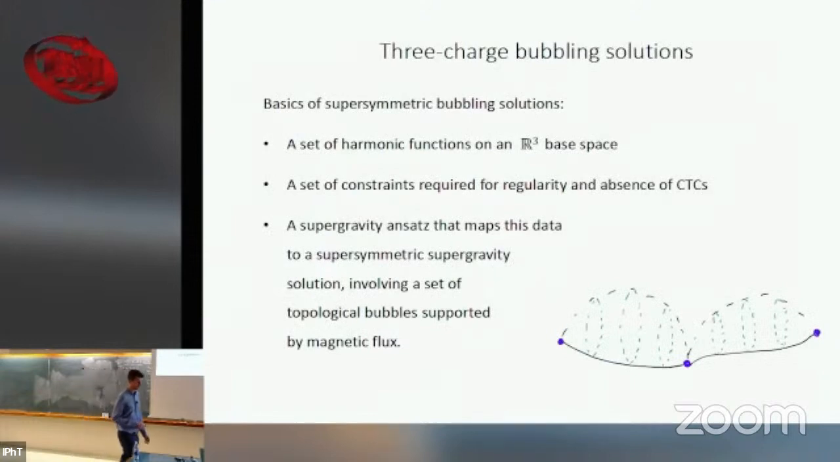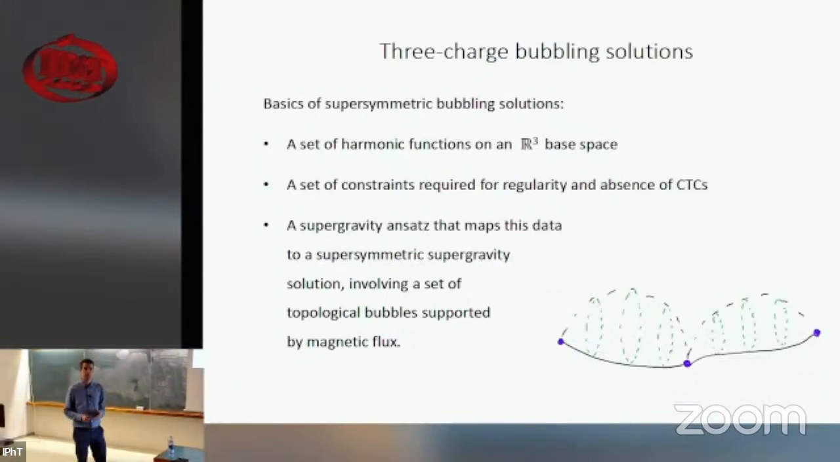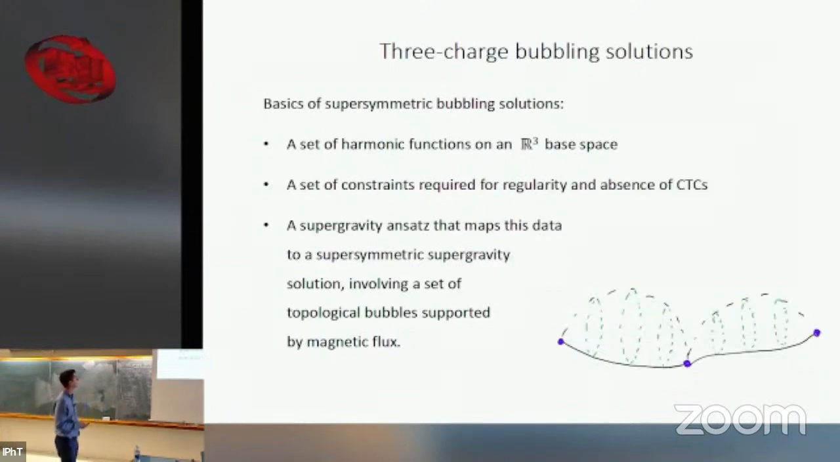Okay, so in terms of the basic nuts and bolts of the supersymmetric bubbling solutions, they arise from supergravity theories, and supersymmetry will be very important in what I'm doing. Everything I do will be supersymmetric. But the building blocks involve a set of harmonic functions on an R3 base space. There are a set of constraints which is required for regularity and absence of closed time-like curves. And then from this basic data, there's a supergravity ansatz, which of course was the first step from which all this was derived, that maps this data to a supersymmetric supergravity solution involving metric and matter fields. And in that solution, the data that we specify in these harmonic functions gives rise to non-trivial topological bubbles supported by magnetic flux.